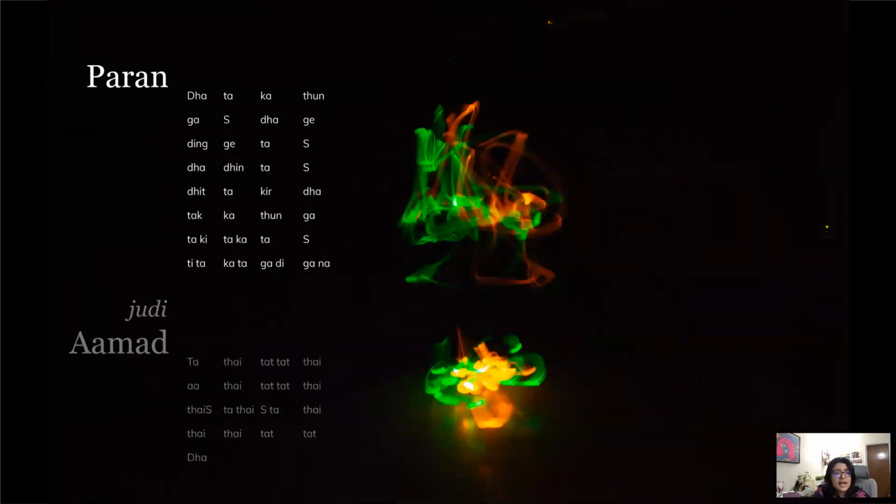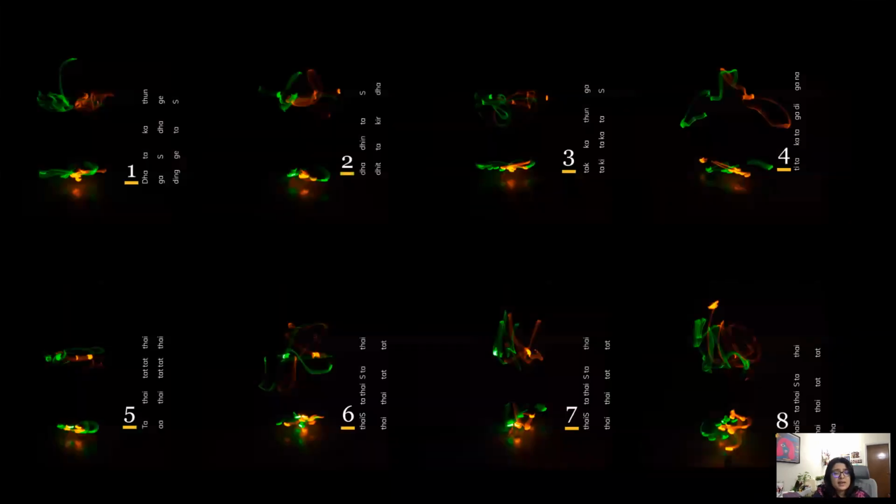Similarly, this is a light trace for the first section of the choreography and the second, and these are all the 8 subparts of the choreography.